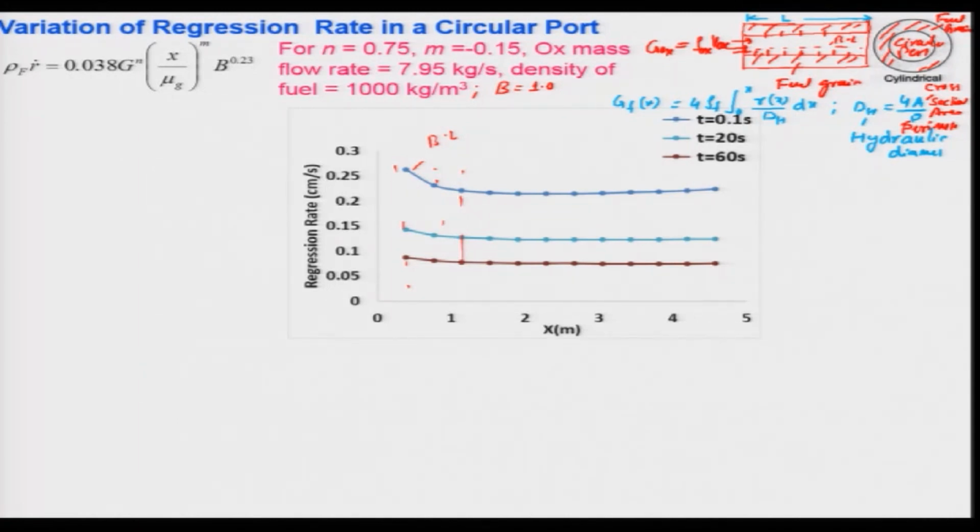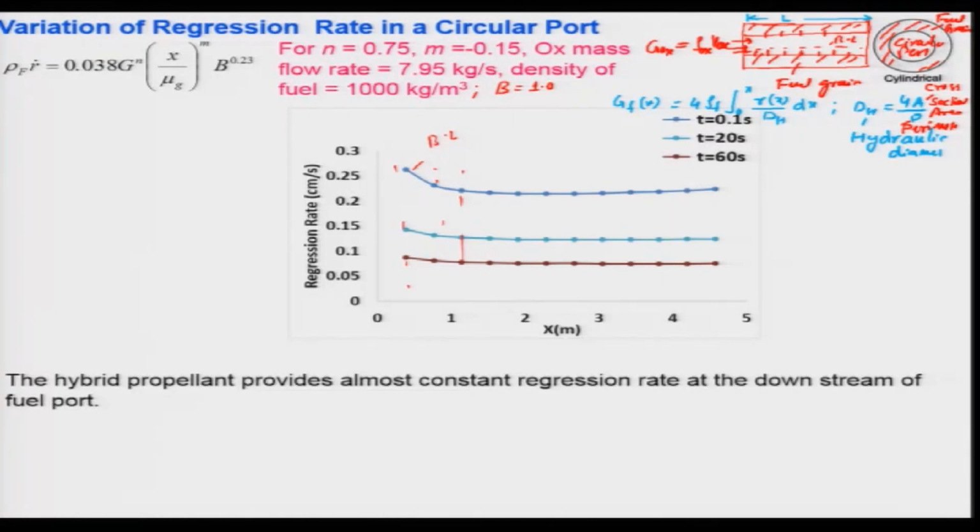But as it goes on, it remains almost constant. So you can say that the hybrid propellant provides almost a constant regression rate downstream in the fuel port, starting from the x direction.